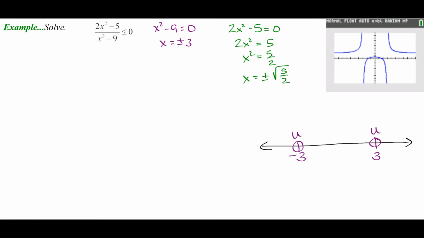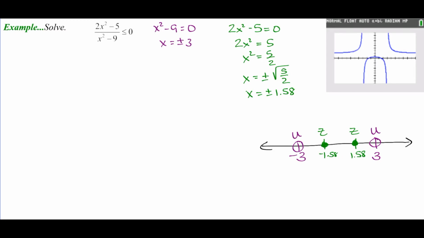We're just going to put that into decimal notation. We'll just use an approximate value there. This is approximately plus or minus 1.58. So I've got the -1.58, and then I've got the positive 1.58. Remember, these are zeros, so I'm going to put the closed circles on those. If you prefer, sometimes people just put the z's and the u's above the number line to note the undefined values and the zeros.